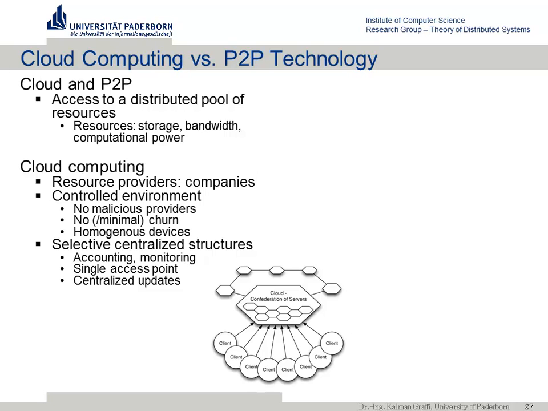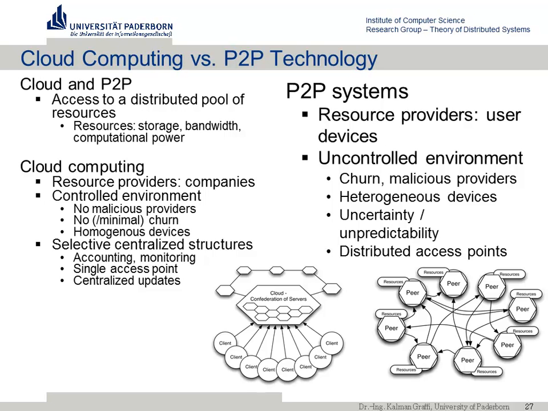So no malicious providers, no churn, or once too many nodes are failing, then they throw it all away. The devices are all homogeneous, you know what you have, and you can operate on it. And also you have some centralized services like accounting or monitoring to get an overview of what's happening. You have single access points to access the resources, centralized updates. So all of these convenient aspects that in a peer-to-peer world you would have to do distributedly.